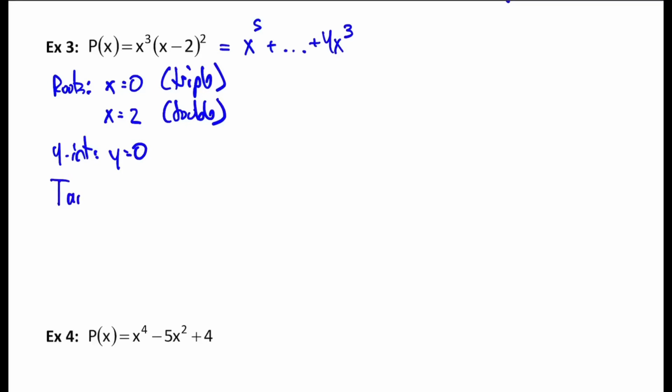What do you know about your tails? Well, you've got to look here. It's a positive, right? There's a positive in front of that, and it's x to the 5th. So positive odd means your tails look like this.